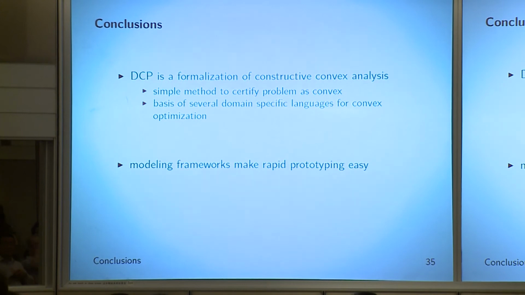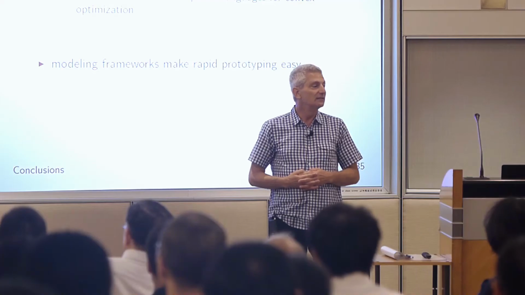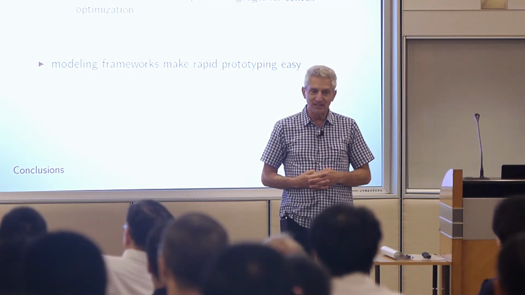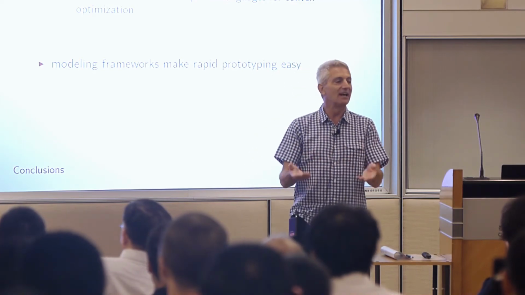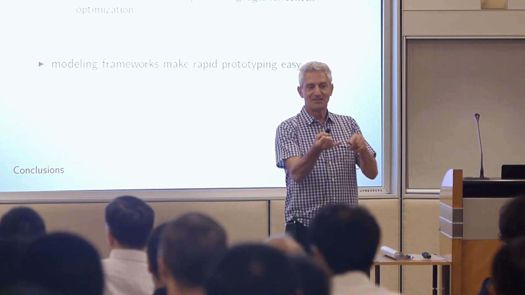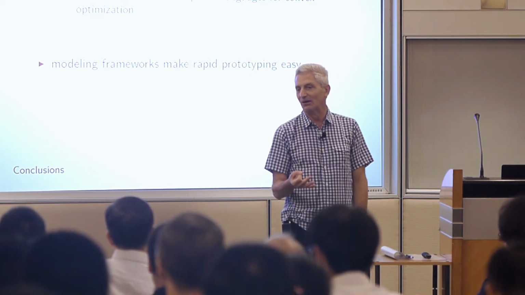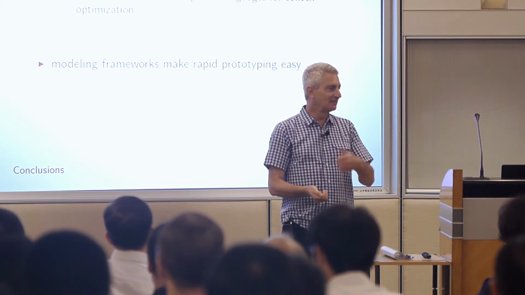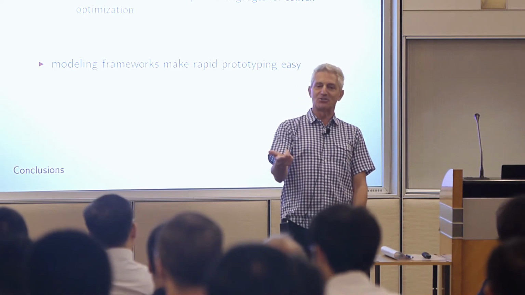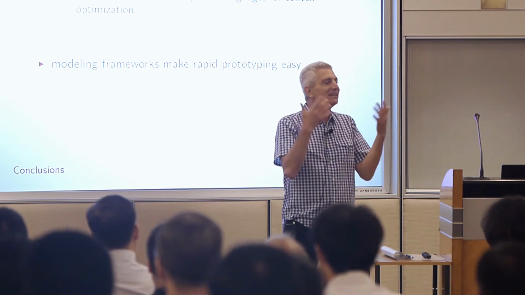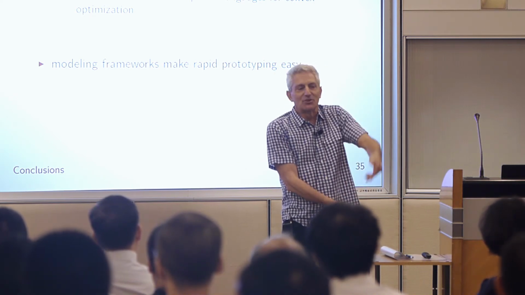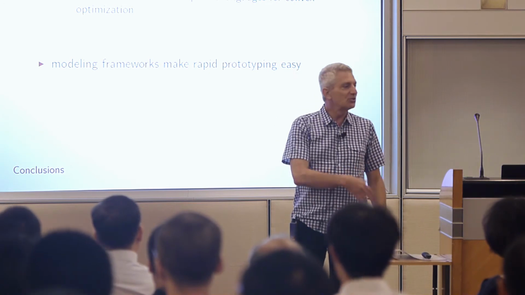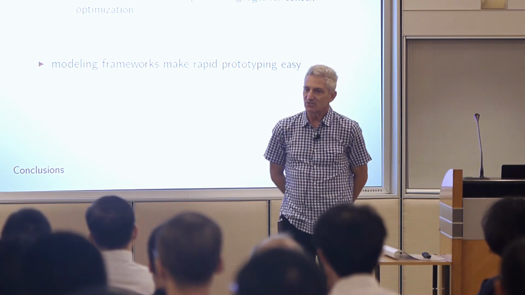So disciplined convex programming is a formulation of constructive convex analysis. That's how you describe the mathematics of it, right? And it's really simple at its heart. You have a library of functions: max, min, sum, norm, maximum eigenvalue, sum largest, square root, power. I mean, it's a short list. It's like 30, 40 things, of which you'd only use 20 in most practical applications, okay?